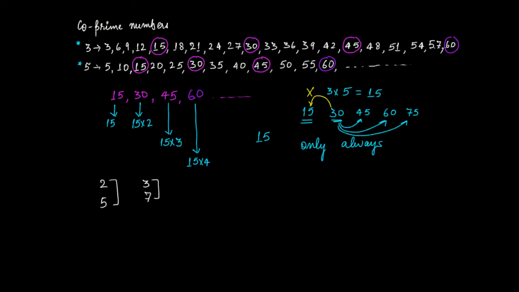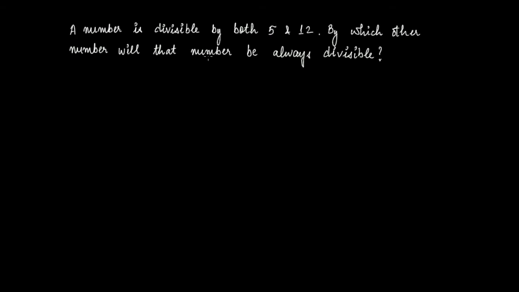So if you focus here, you can see that 5 and 12 are two co-prime numbers. And the number that we are talking about here represents the common multiple, because only a common multiple can be divisible by both 5 and 12. By which other number will that number always be divisible?